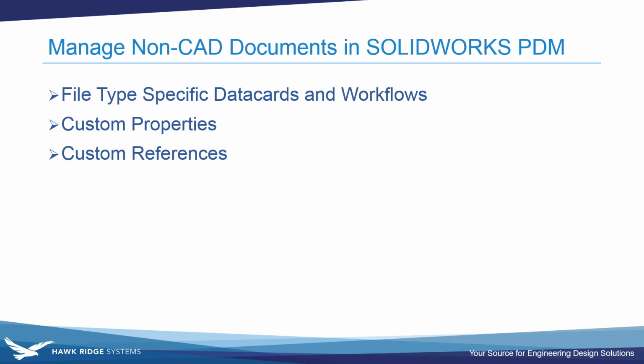So if we have a different ECO approval process or our specifications have to go through a different process, we can create those workflows and then route our files based upon file extension or folder location into our different workflows. We also talked about custom properties, so using custom properties in non-CAD files. So again, with our Office documents, we had to create our custom property and then map a field to that custom property that we created.